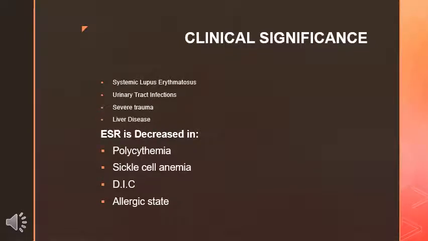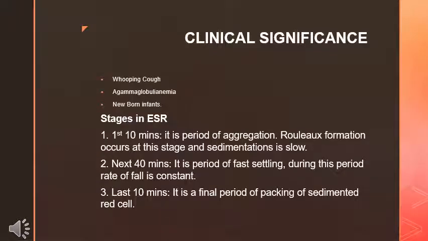In systemic lupus erythematosus, ESR will be raised many times, and it can be found in UTI as well. Severe trauma can also show increased ESR. And in many liver diseases, ESR will be raised. Another thing is that ESR will be decreased in polycythemia, sickle cell anemia, DIC, and allergic reaction as well. And there are a few other causes, in agammaglobulinemia, and newborn infants can show decreased ESR.